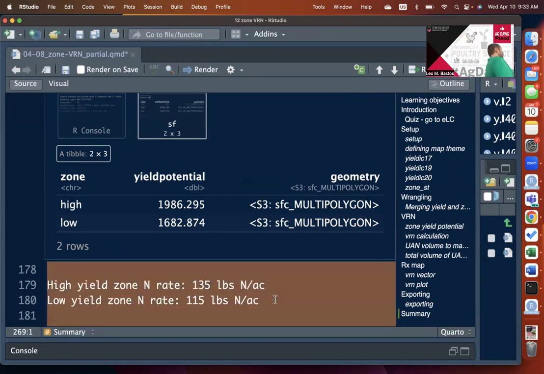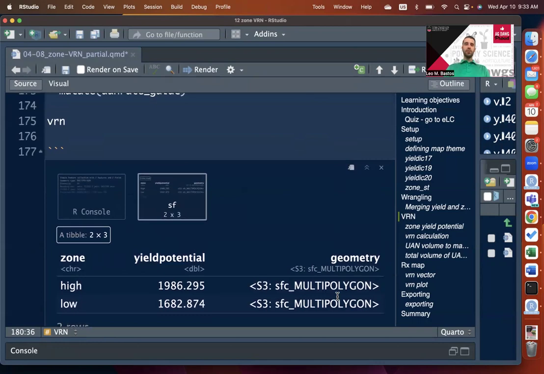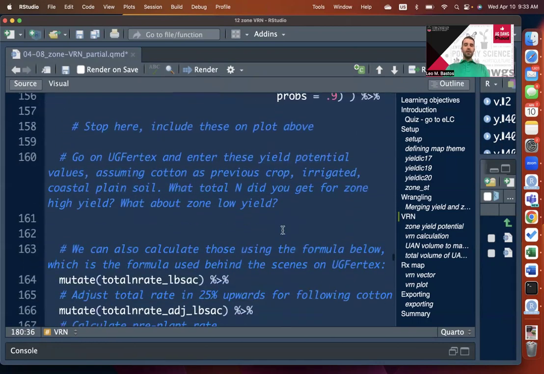Now I want to show you a tip, a way to perhaps automate this a little bit. Behind the scenes, what UG FERTEX is doing is you're giving that yield potential and it just has a regression line, right? As you increase yield goal, your nitrogen rate increases by a certain amount, which is the slope of the regression line. So if we didn't want to do this manually on UG FERTEX, you could just bring that regression equation here and apply that to your yield goal, and you will have that total amount of nitrogen already.